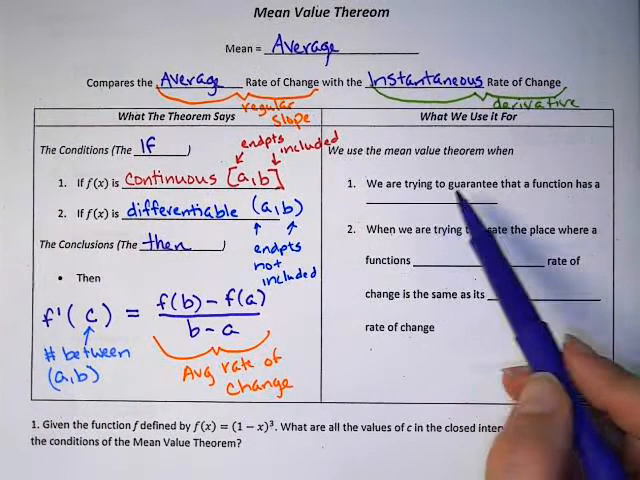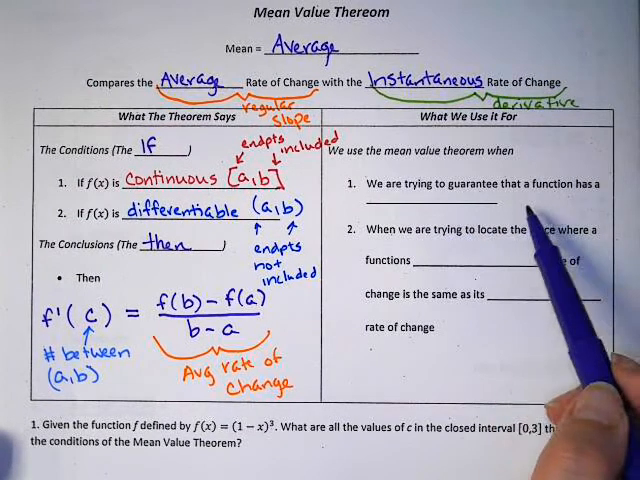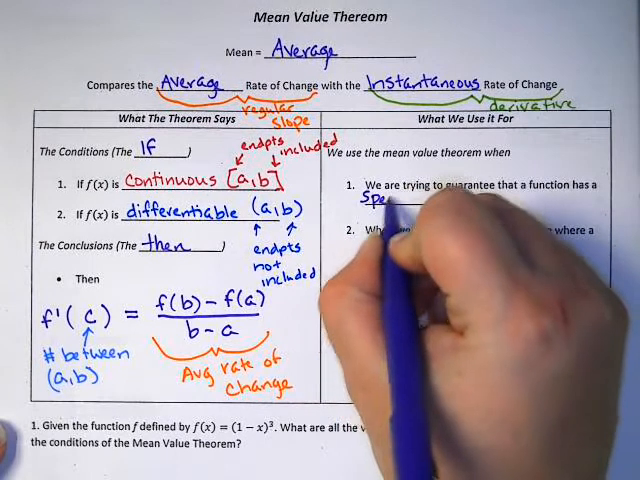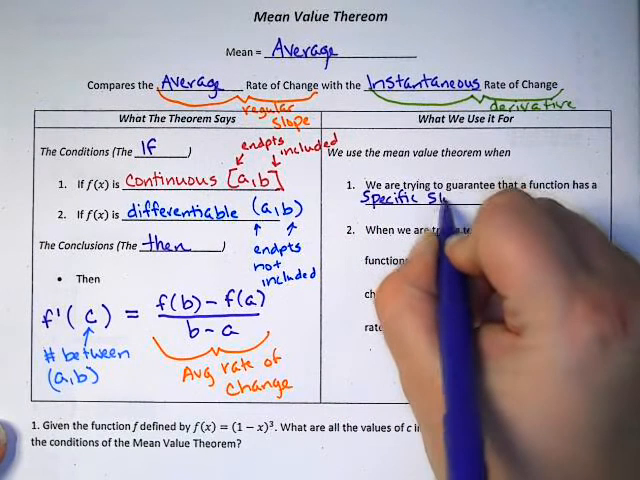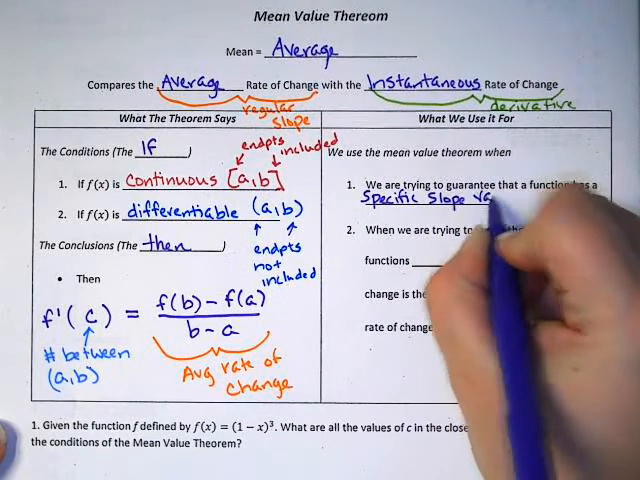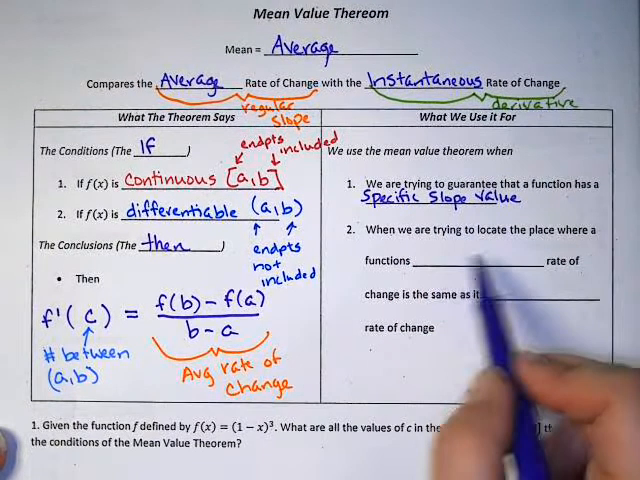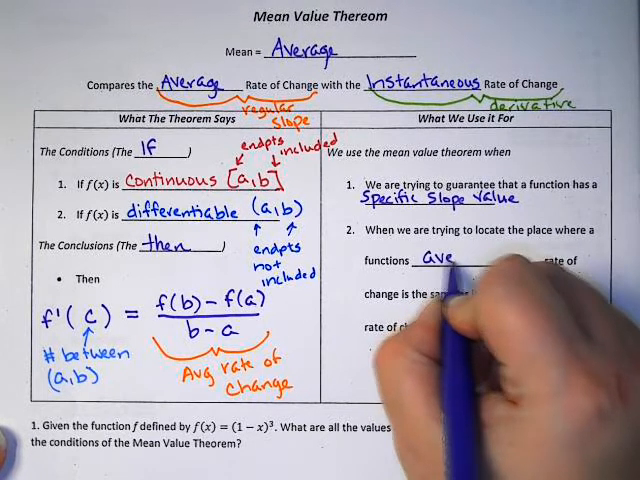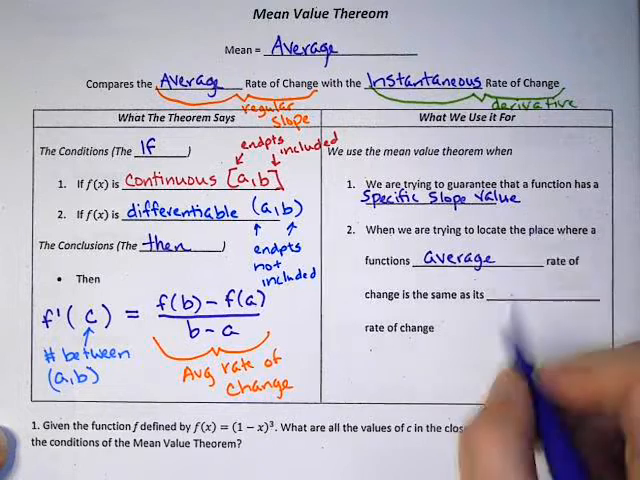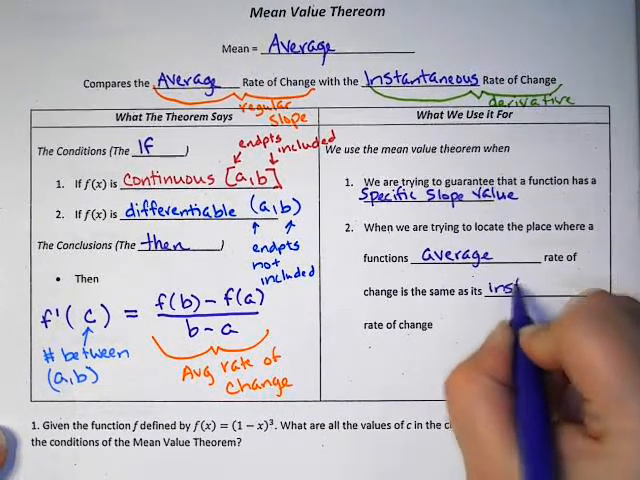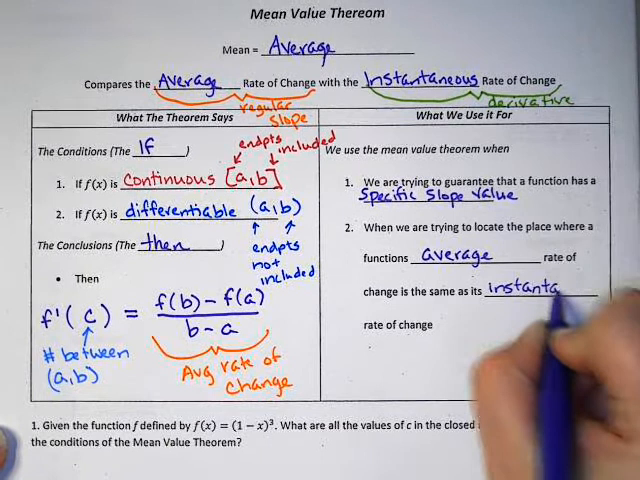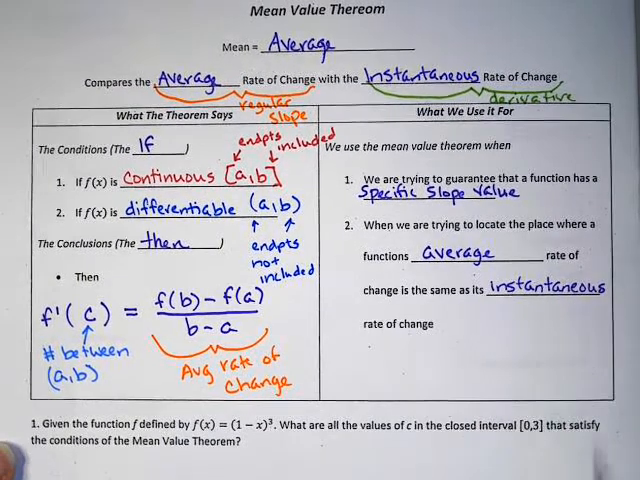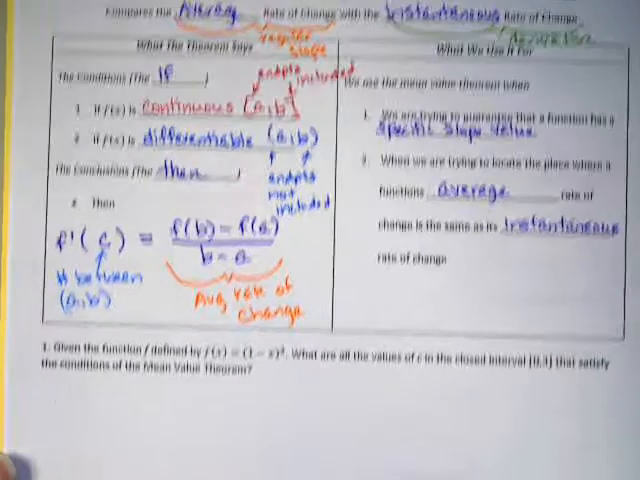So we use the mean value theorem when we're trying to guarantee that a function has a specific slope value. We also use it when we're trying to locate the place where a function's average rate of change is the same as its instantaneous rate of change. So we've got two kinds of problems here. So let's look at the first one.